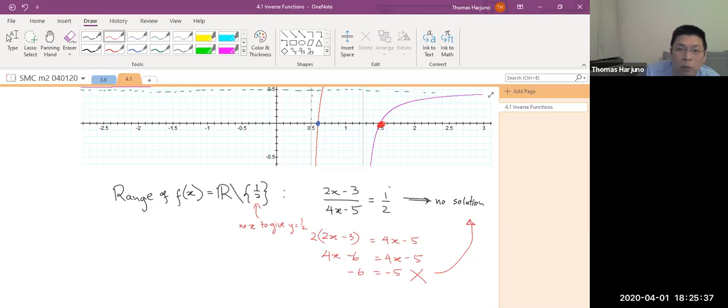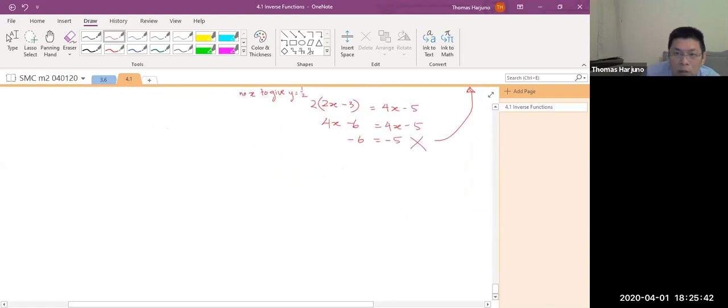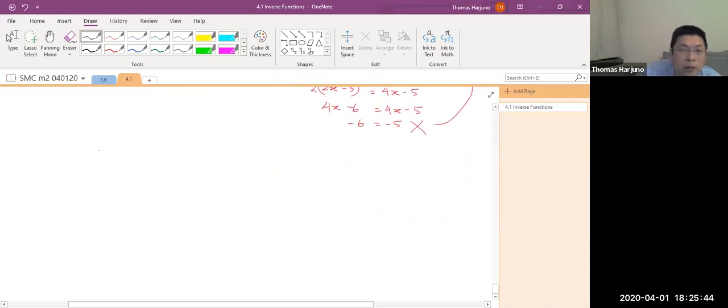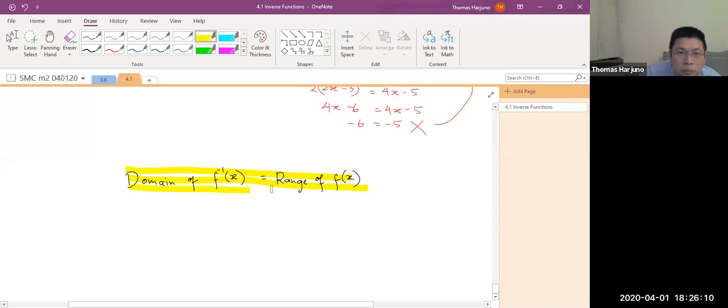Okay, so what we learned from this example is very, very important. This big note: the domain of the inverse function is equal to the range of the function. So if you want to find the range of a function, one way to do it is to find the domain of the inverse function.